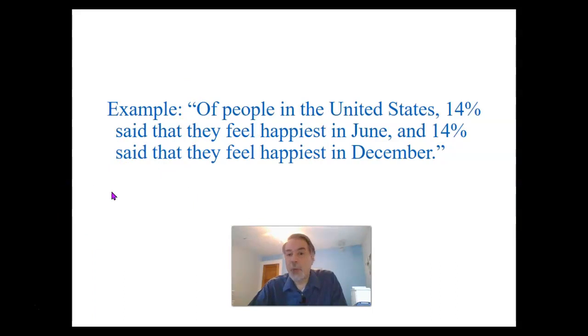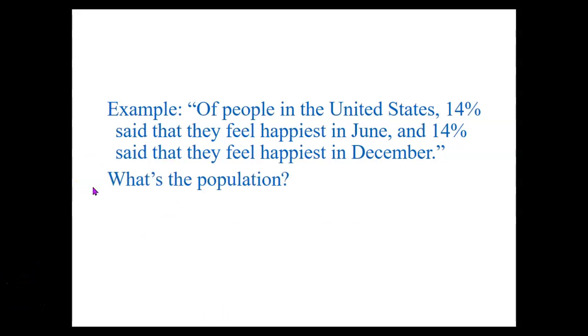Another example. I read a factoid somewhere, maybe in a statistics book in the margin, that said that of people in the United States, 14% said that they feel happiest in June, and 14% said they feel happiest in the month of December. Now, what's the population? The variable is the month when somebody feels happiest. The population in this example would be all the people of the United States. Actually, after all, it talks about people in the United States. So it's telling you something about all the people in the United States. That's the population. That's the group of individuals that this is about.